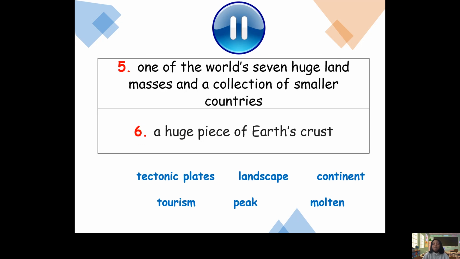Number 5, one of the world's 7 huge land masses and a collection of smaller countries is called a... Number 6, these things are a huge piece of the Earth's crust. Pause the video so that you can answer those questions.